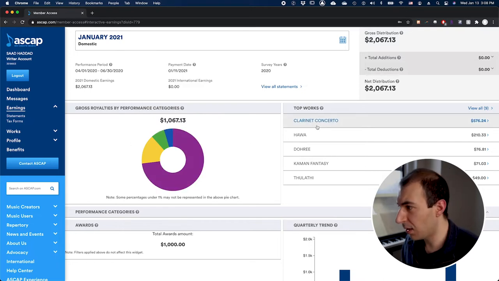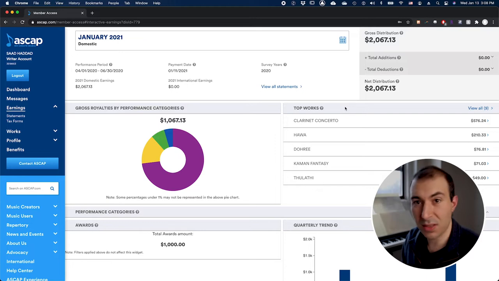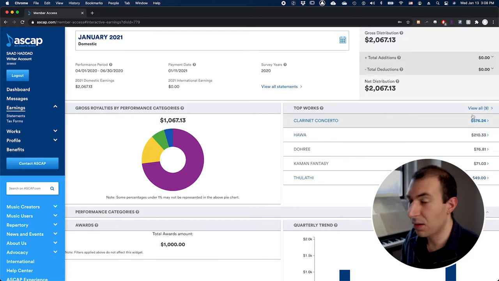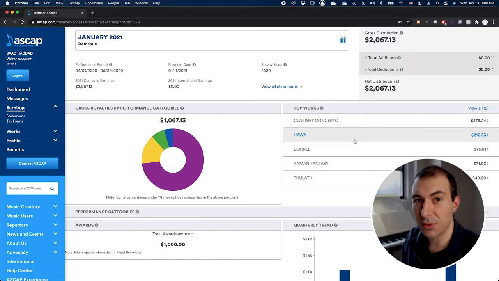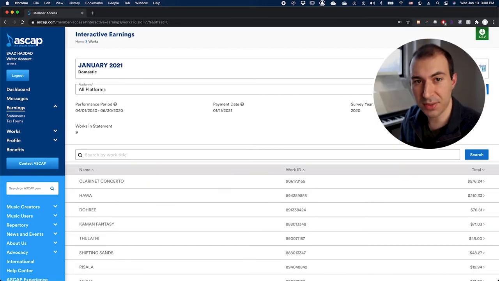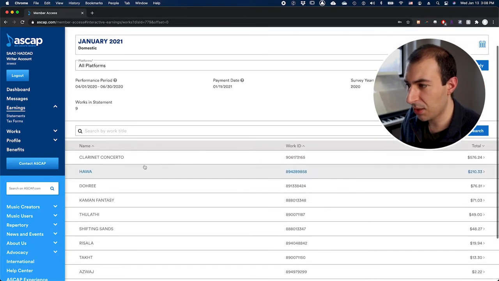Then on the right side here, we have top works. So these are the top earners. So if we see this list here, we only have 1, 2, 3, 4, 5 pieces, but in fact, there are 9 pieces here in this statement. They only included the top 5 for some reason. So if I click on view all over here, we actually see all the pieces that were counted during this distribution cycle. So if you take a look here, we have my clarinet concerto.